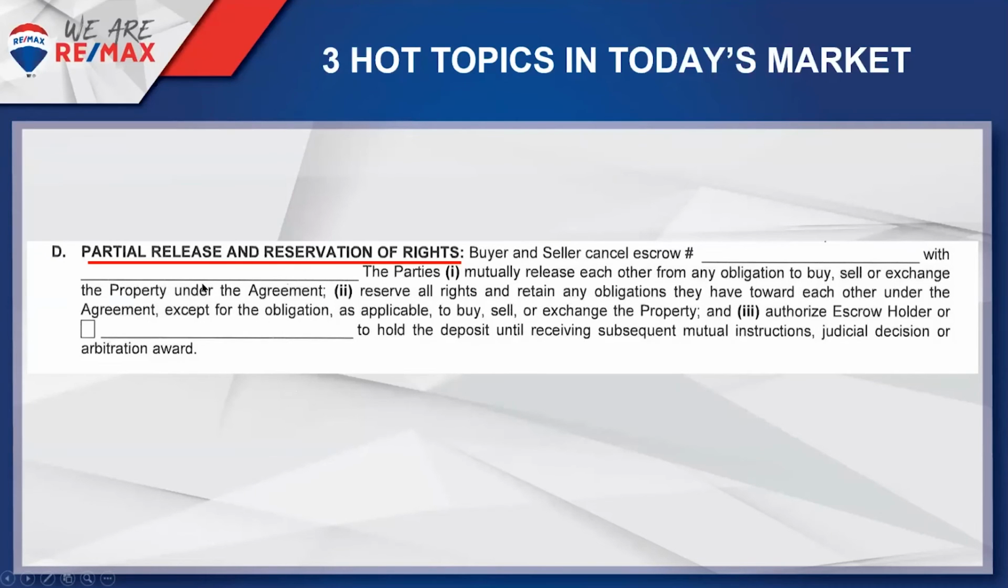Okay. Partial release and reservation of rights. Buyer and seller cancel the escrow number with the escrow company. They release each other from any claims relative to selling the property, but no other release is granted. And the escrow will hold the deposit until receiving subsequent mutual instructions. In other words, if you check this box, the buyer and the seller agree that they'll decide what to do with the deposit later, or the escrow will get a judicial decision or an arbitration award.